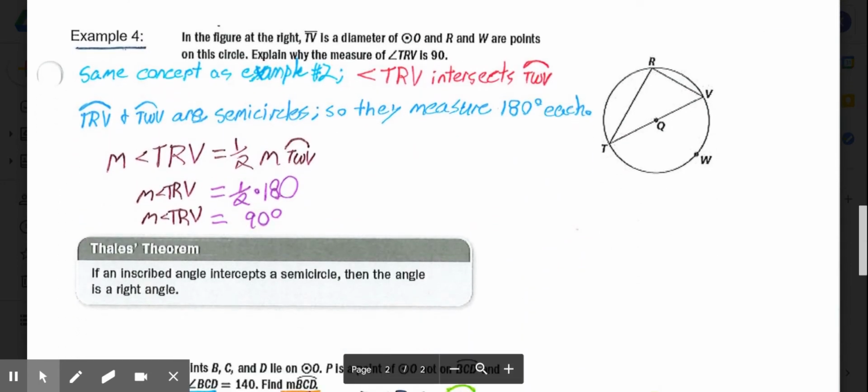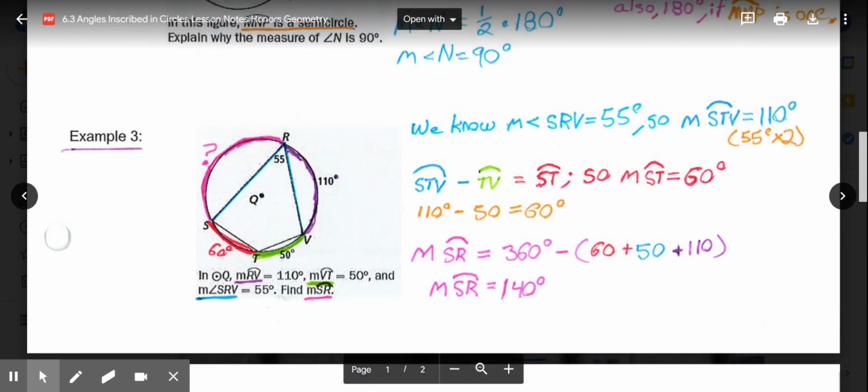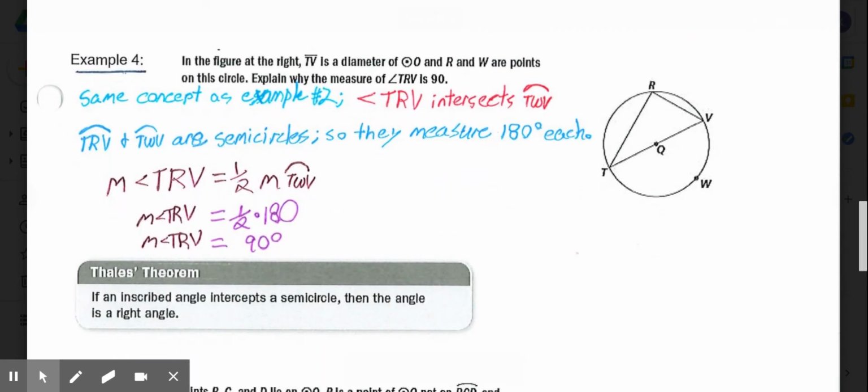And then we get into example 4. Example 4 says in the figure at the right, segment TV is the diameter of circle O, and R and W are points on this circle. Explain why the measure of angle TRV is 90 degrees. So similar to the one that we did up here with angle N in example 2. So almost the exact same concept.